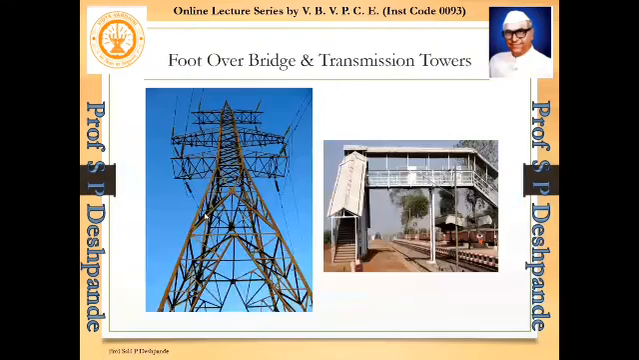Okay, then in this transmission tower, you can see various angles. All of these are angle sections. The big ones are angle sections and the small ones are plates. In case of the foot over bridge, look at this column, you can see there are double channels connected with lacing. These are all trusses, and for these trusses all of these are angle sections.